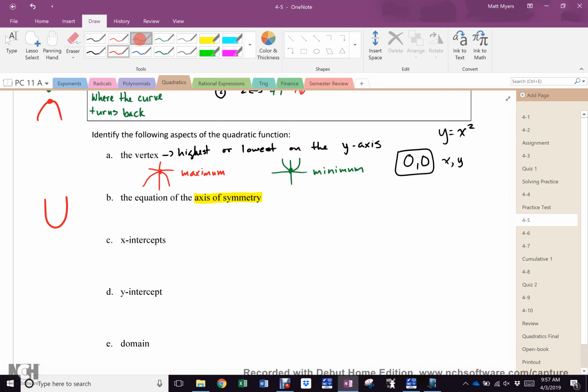So in grade 11, our parabolas are all vertical U's, yes? So they have symmetry right down the middle, right? So the axis of symmetry is the imaginary vertical line through the vertex.